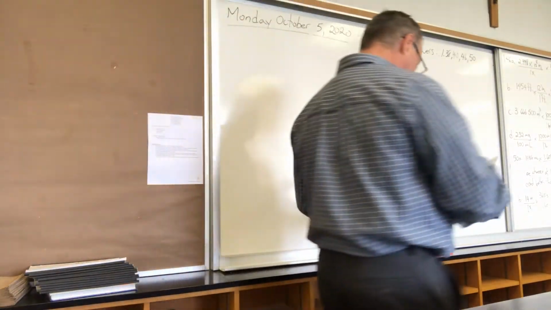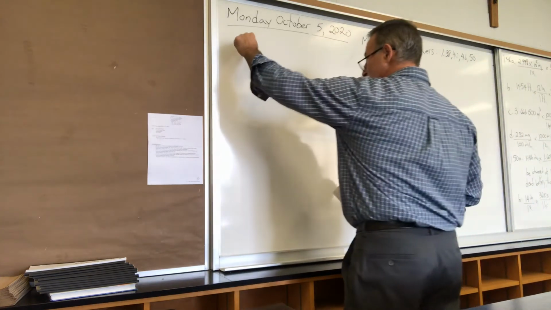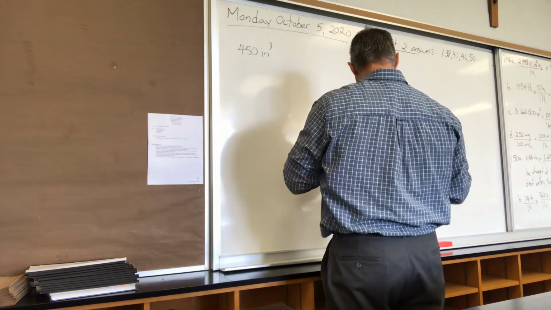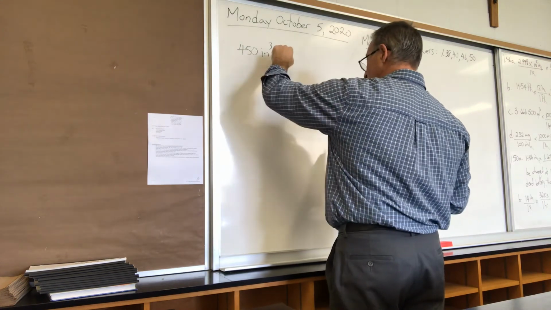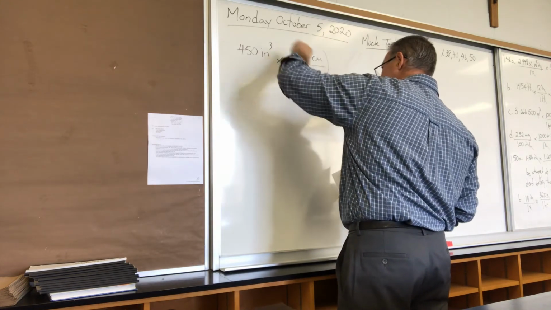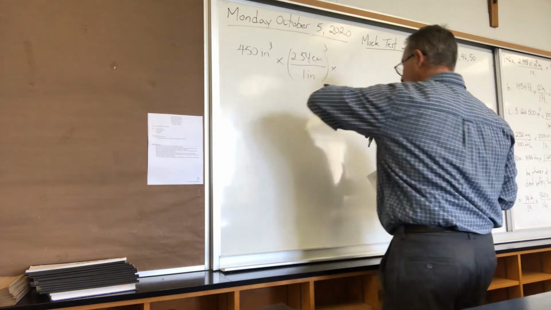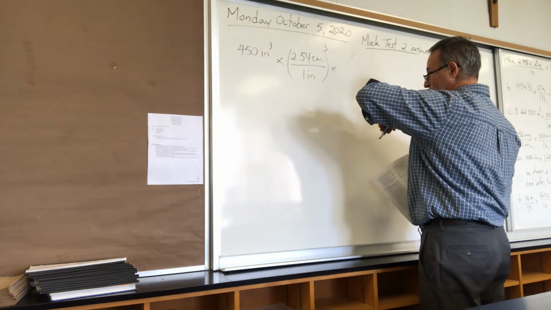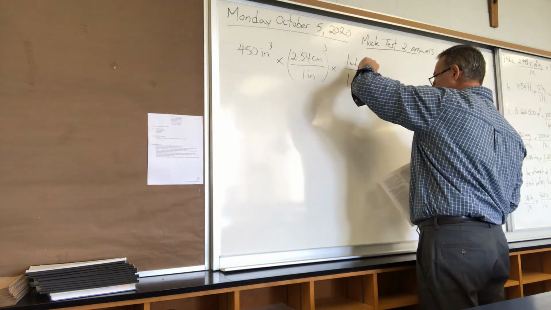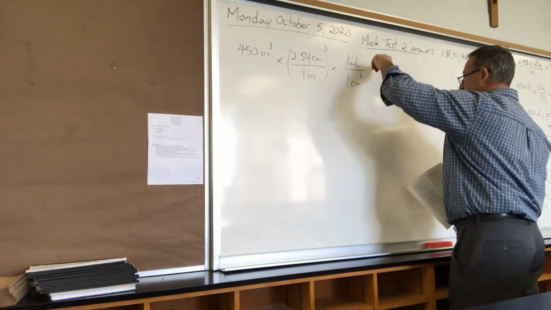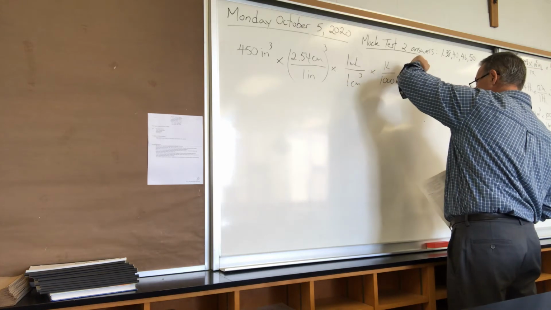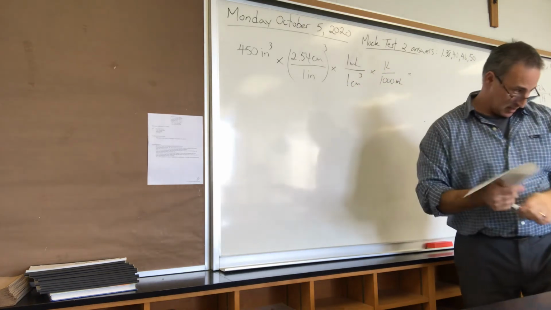So if you have an engine displacement of 450 cubic inches, what are they asking you to convert it to, though? Liters. So you're going to say there are 2.54 centimeters per 1 inch, but we're going to raise that to the power of 3. And then we're going to go to 1 milliliter per 1 centimeter cubed. We just have to know that by heart. Times 1 liter per 1,000 milliliters. And that will give us our engine displacement in liters.